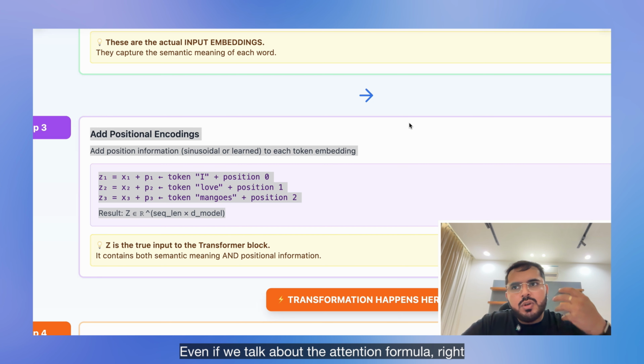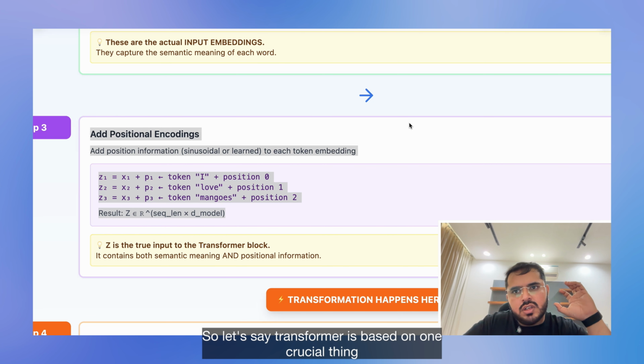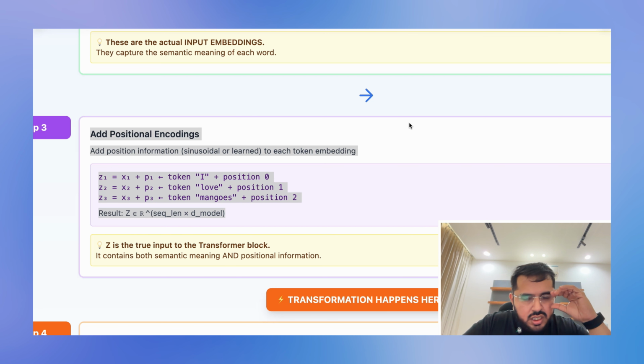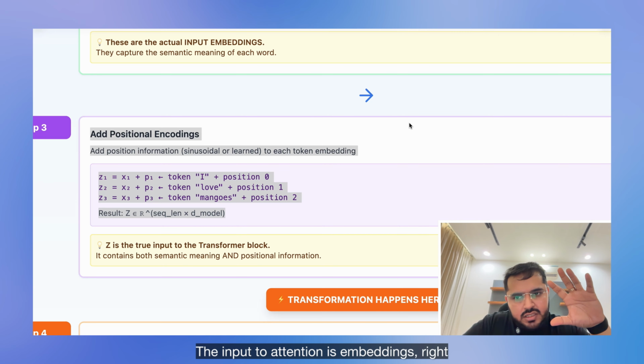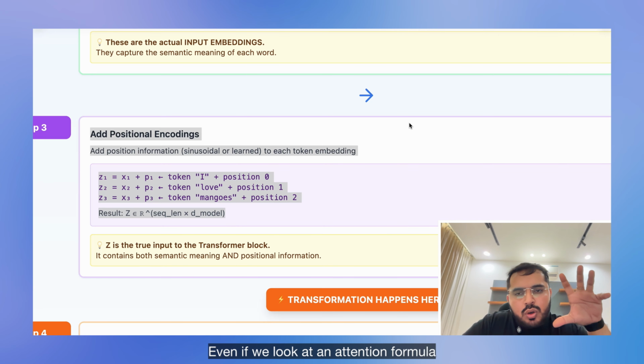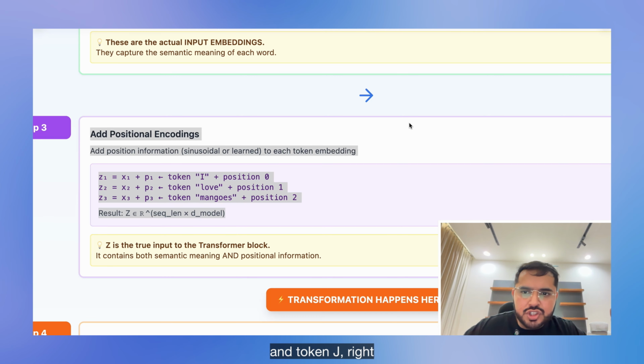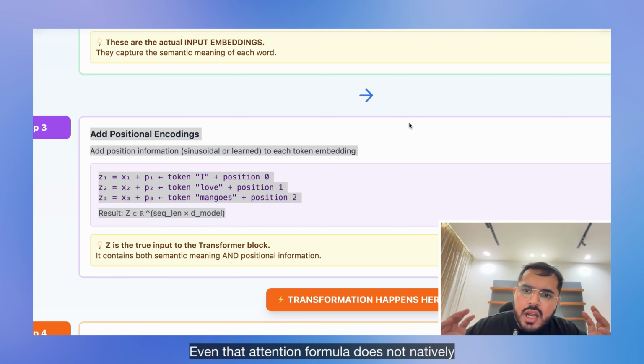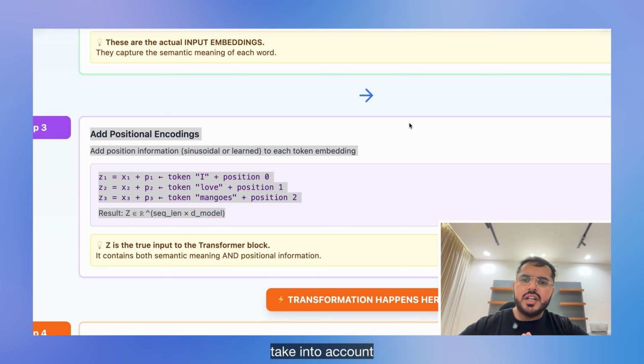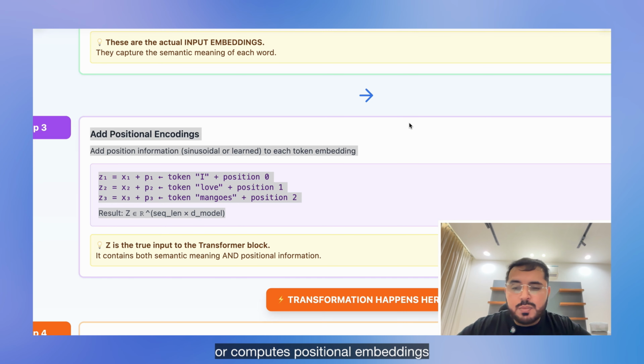Even if we talk about the attention formula, the transformer is based on one crucial thing, which is attention. The input to attention is embeddings. The attention formula produces something known as a contextual representation between token i and token j. Even that formula does not natively compute or take into account positional information. It also relies on the input. So at the input end only, we need to have something known as positional embeddings.